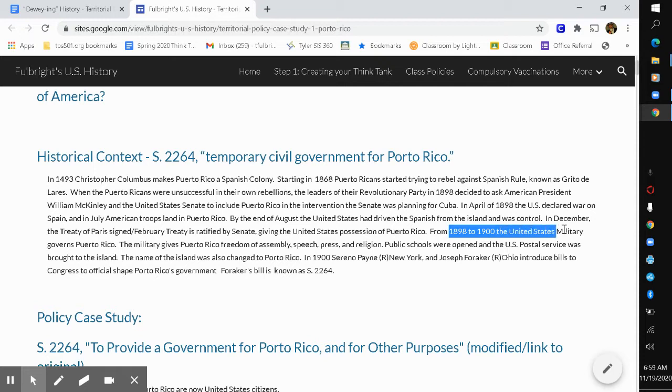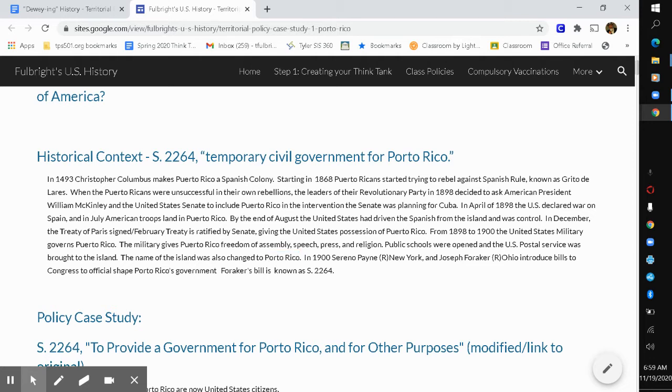So who was in charge of Puerto Rico the first couple years they were part of the United States? It wasn't the Puerto Ricans. We did give them freedom of assembly, speech, press, religion. We did open public schools. We did bring the postal service. We did a number of good things for Puerto Rico when we took over. I told you we also changed the name to Puerto Rico.